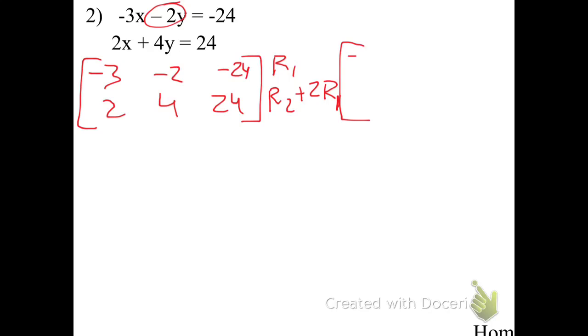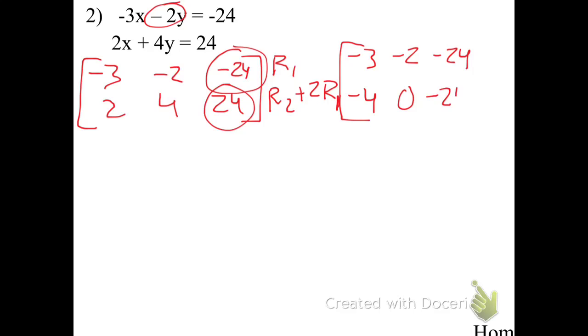Okay, so row 1 is going to stay the same, negative 3, negative 2, negative 24. But second one, you have to double the first row and add all those numbers to the second one. So if you got 2 plus negative 6, you get negative 4. You take 4 and you add negative 4, you get 0. And you get 24, you add double of negative 24. That's 24 plus negative 48. You get negative 24. And there we go. Let's take our second row and divide everything by negative 4, because that will get us a 1 right there, which would be ideal.